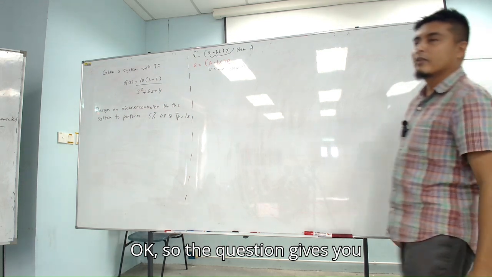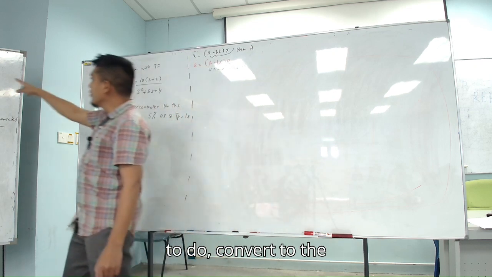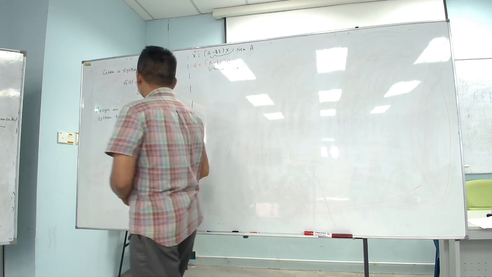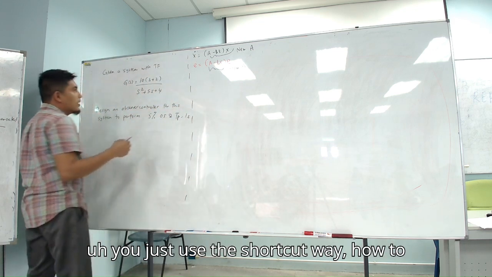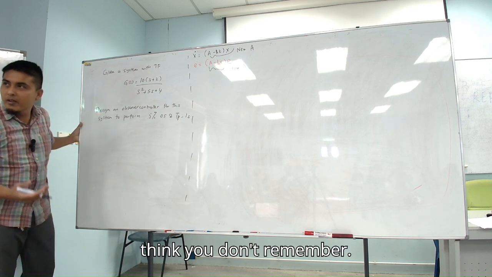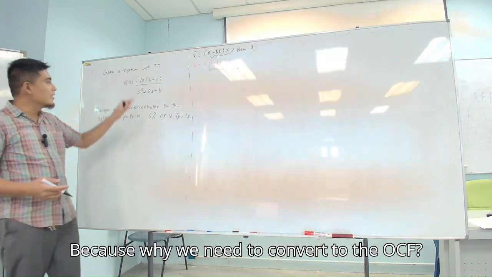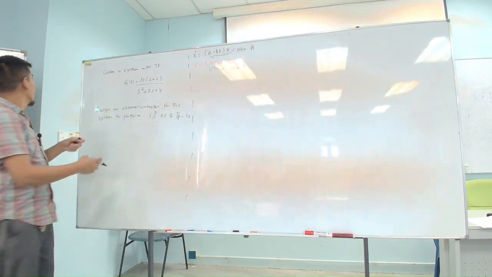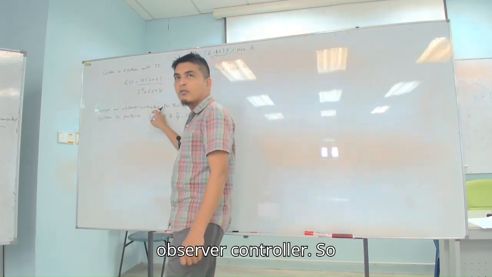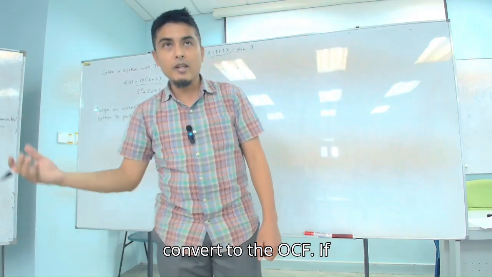Okay, so the question gives you a transfer function. So what you need to do? Convert to the OCF. Okay. You just use the shortcut way to convert to the OCF. I think you don't remember. Okay. Why do we need to convert to the OCF? Because we want to apply observer controller. So that's why the transfer function needs to be converted to the OCF.